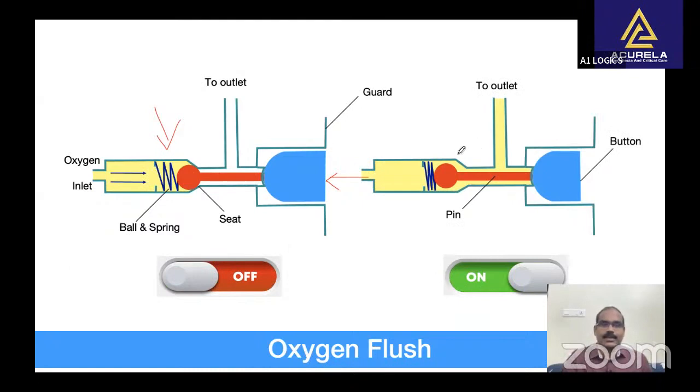Here you can see the oxygen flush button is activated, the ball and spring is moved towards the left side, and now when the gas oxygen comes, it can move to the outlet at a specified flow rate.